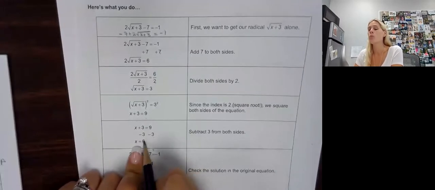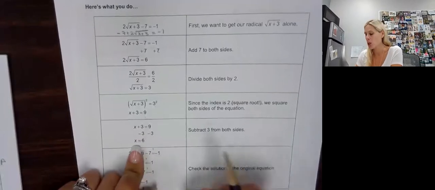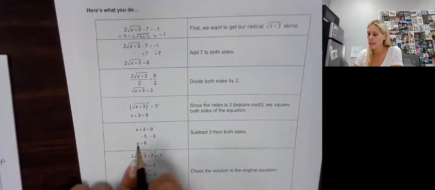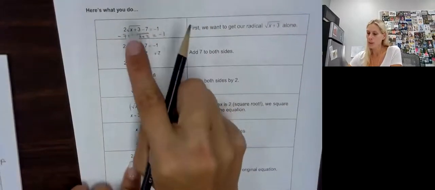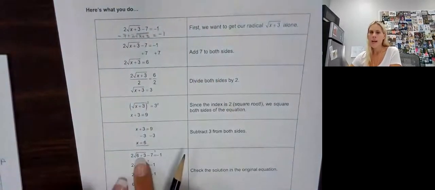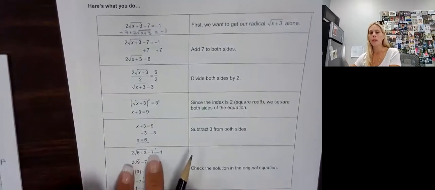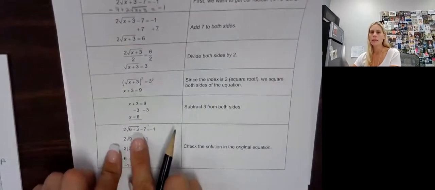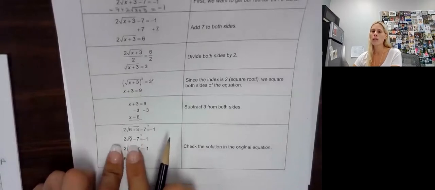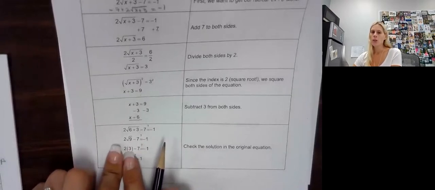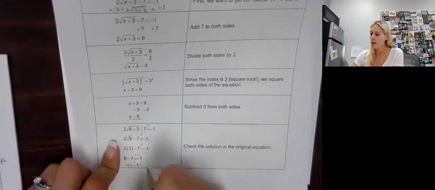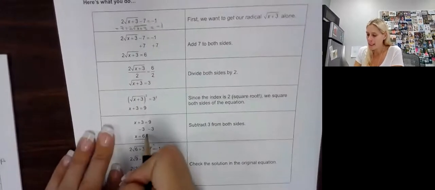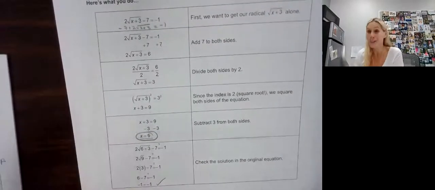Now don't forget, we need to double check this answer. So what we're going to do is plug in 6 for every x that we see in the original problem. So I'm going to put a 6 right there. Now what we're going to do is solve and make sure they equal each other. So 6 plus 3 is 9. The square root of 9 is 3. 2 times 3 is 6. 6 minus 7 is -1. This works. So yes, x equals 6 is our solution.